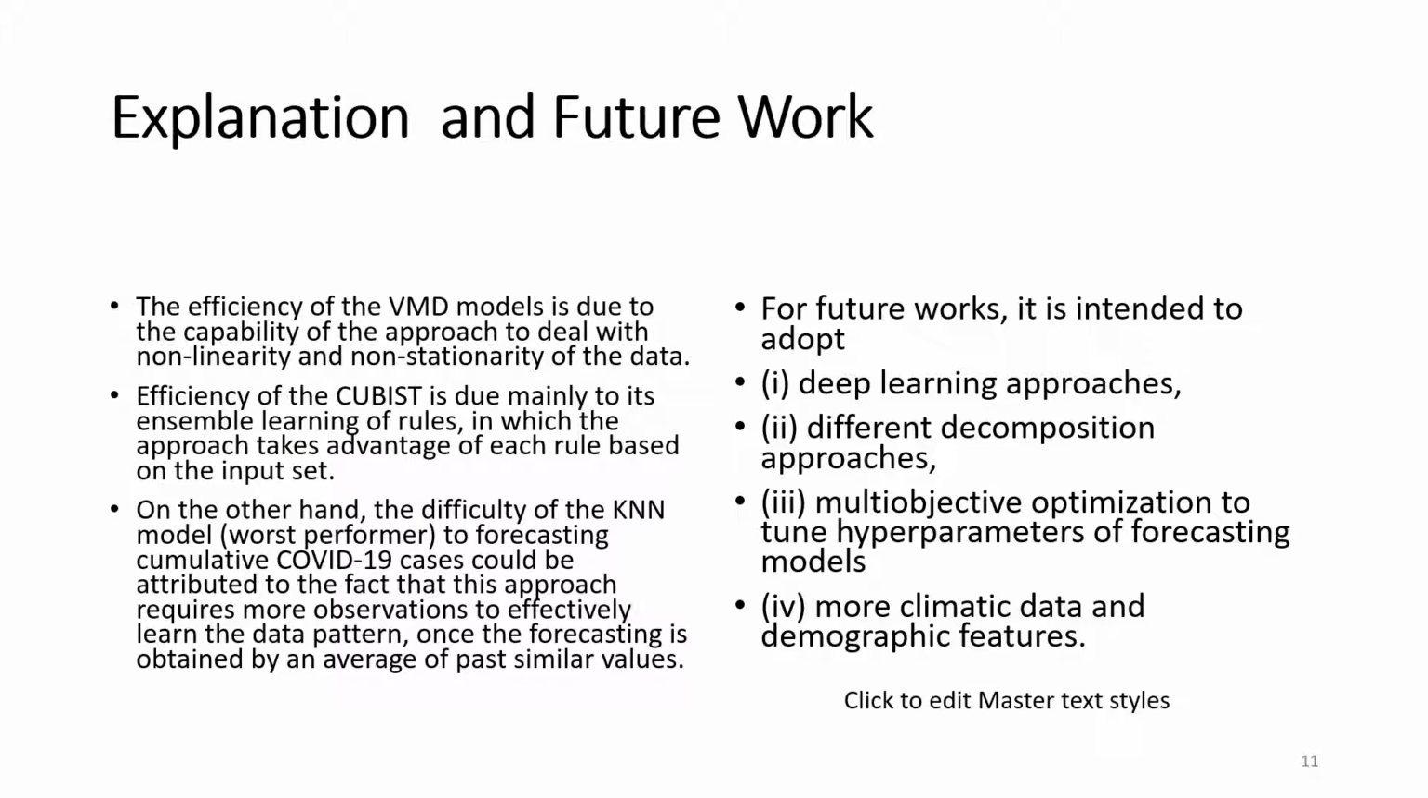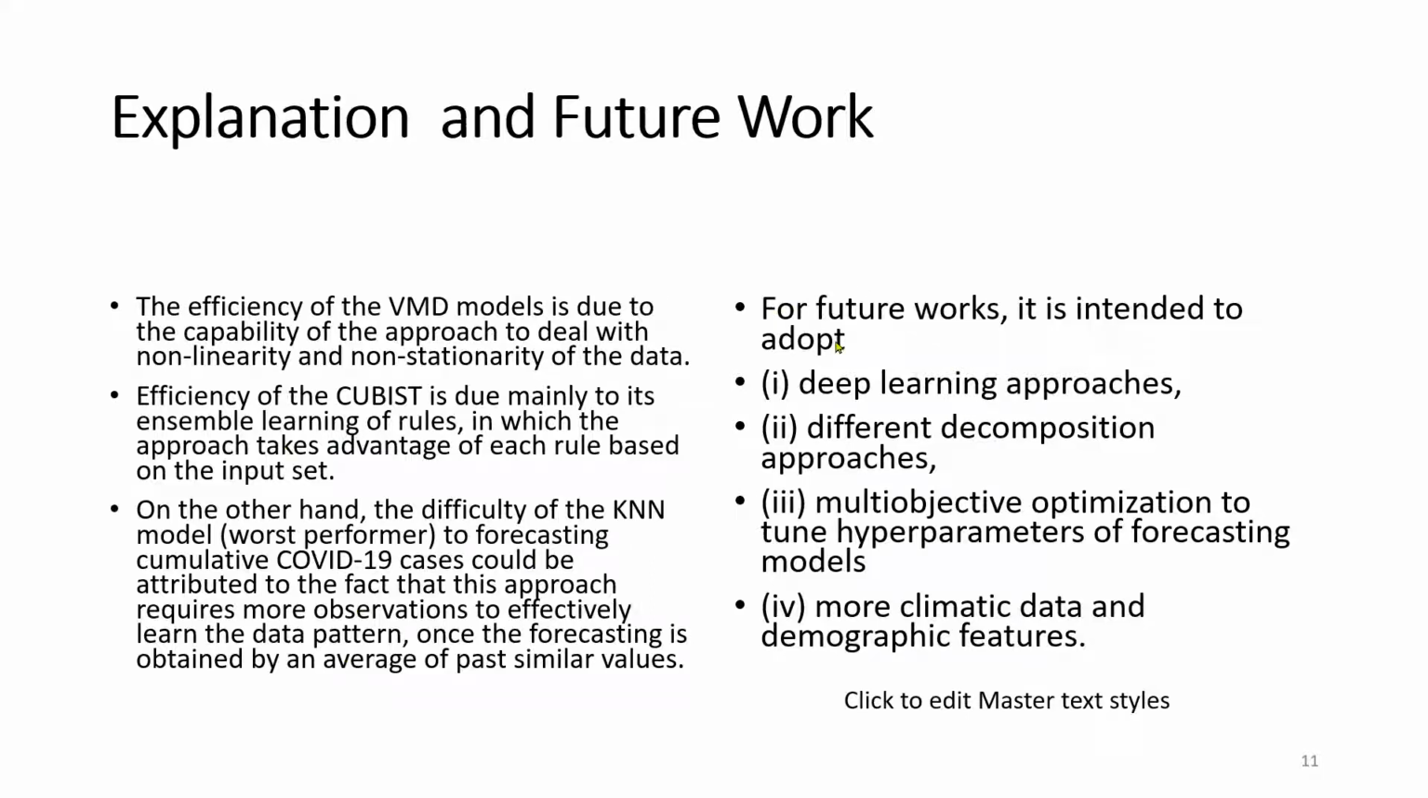On the other hand, the KNN is performing the worst, probably because it requires many more cases. And in this case, they didn't pool them. They just used individual regions, individual models separately. So the sample size is not enough for KNN.